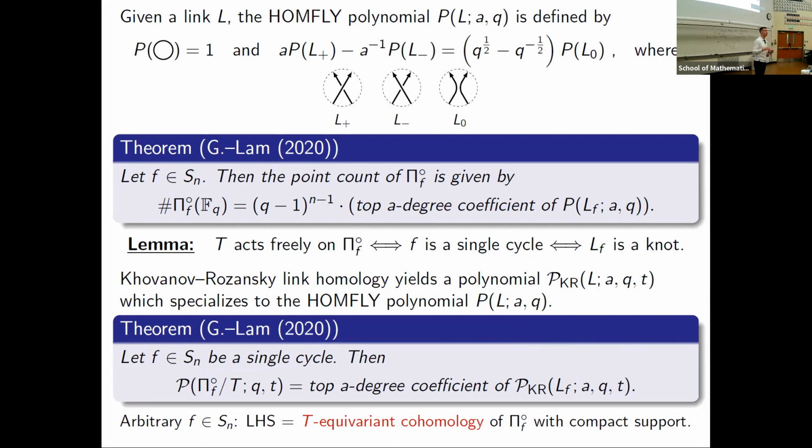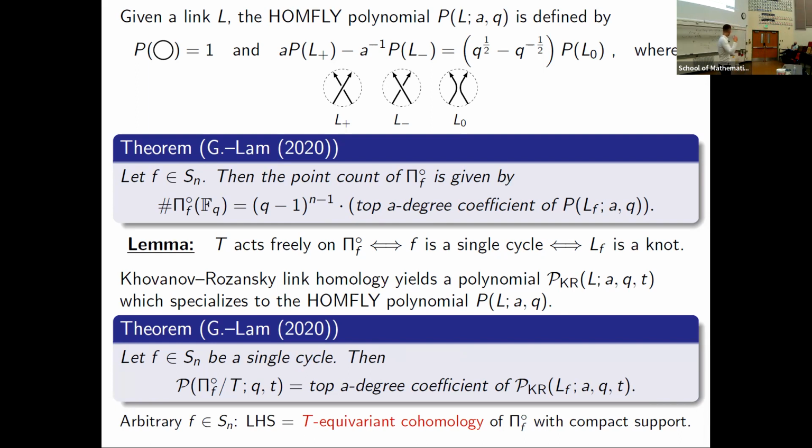Could you speak up? Well, this gives you a statistic on permutations, right? Well, yeah. For each permutation, you get a q,t polynomial. Yeah, but we don't know what this is. I'm going to talk about the statistics a bit later. But in general, this gives you a mystery: you give me a permutation, I give you a q,t polynomial. What is the answer? Yeah. Any other questions?